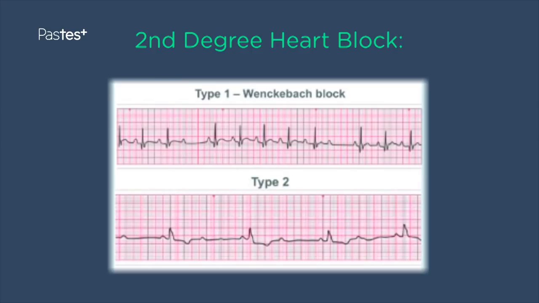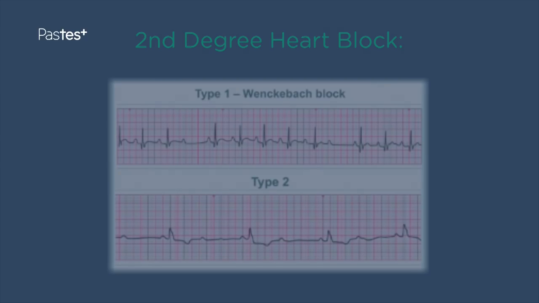Type 2, however, is where you have an alternating pattern of a conducted beat with a non-conducted beat. So you see on the screen here, a P wave followed by a QRS complex, then you just see a P wave with no QRS complex, and then the next beat is a P wave with a QRS complex, and this is a repeating pattern you see throughout this whole trace.